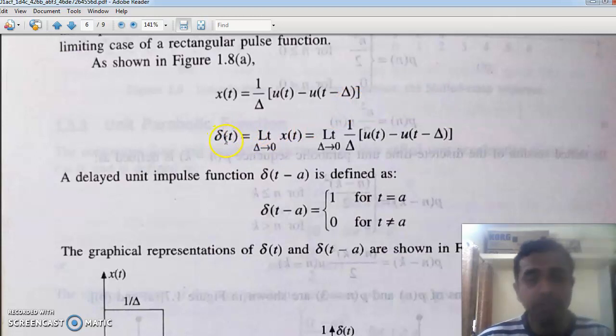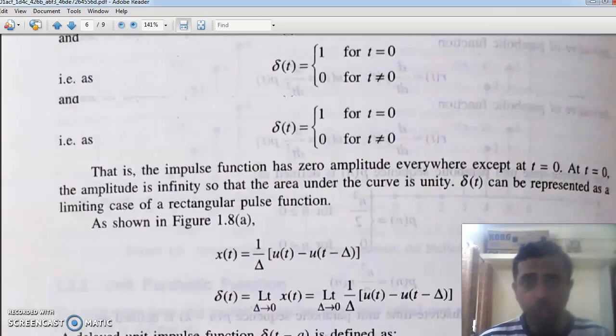The analog delta function delta of t is nothing but this whole thing when delta tends to 0. When delta tends to 0, the amplitude of this goes up to infinity. We cannot define infinity, so this analog impulse function is defined as an integration. Okay, so we have seen this one.